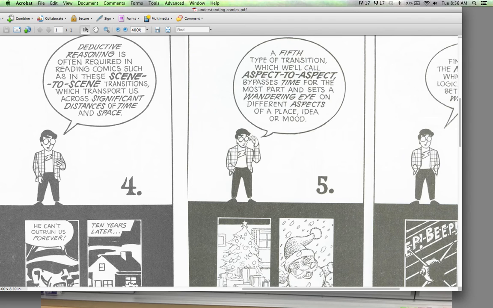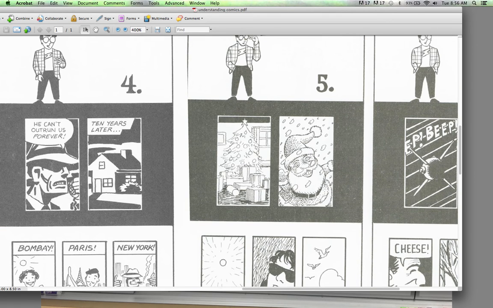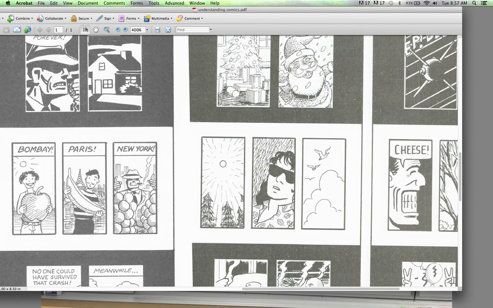So we're talking about a wandering eye. So when our eye wanders over these two panels, one word comes to my mind, and it should come to your mind too if you're familiar with American culture. And the idea that comes to mind is Christmas. Christmas tree with presents, Santa Claus, these two things add up to one idea, Christmas. If we take a look at the next set of panels, go ahead. What do these 3 add up to?